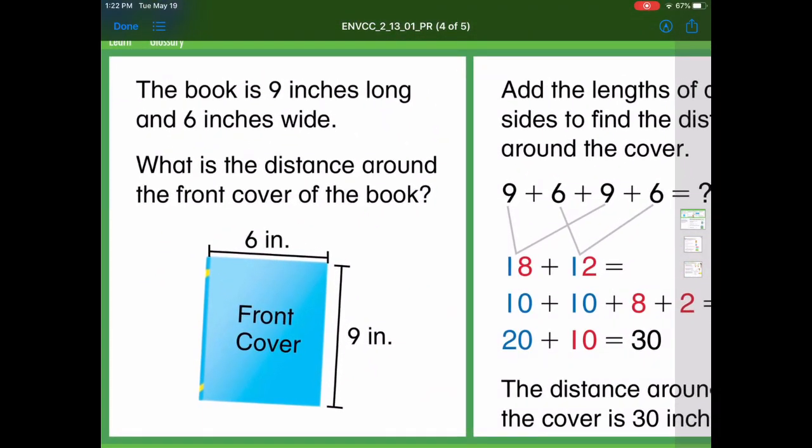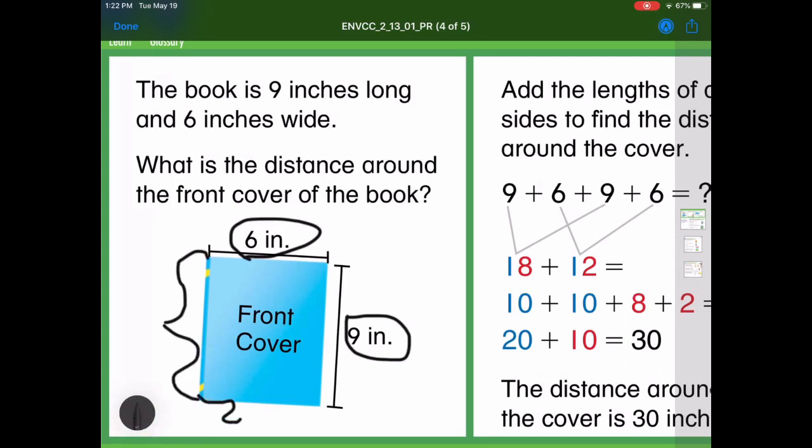All right, so this book is 9 inches long and 6 inches wide. What is the distance around the front cover of the book? Right, so we know one measurement here is 9 inches and another one is 6 inches. If you think back to yesterday's lesson, to find the length of something that's not a straight line, you would measure the two different parts of it and add them together, and that would give you the total length. But we don't just add 6 and 9, because this book has two other sides that they didn't tell us the measurement of.